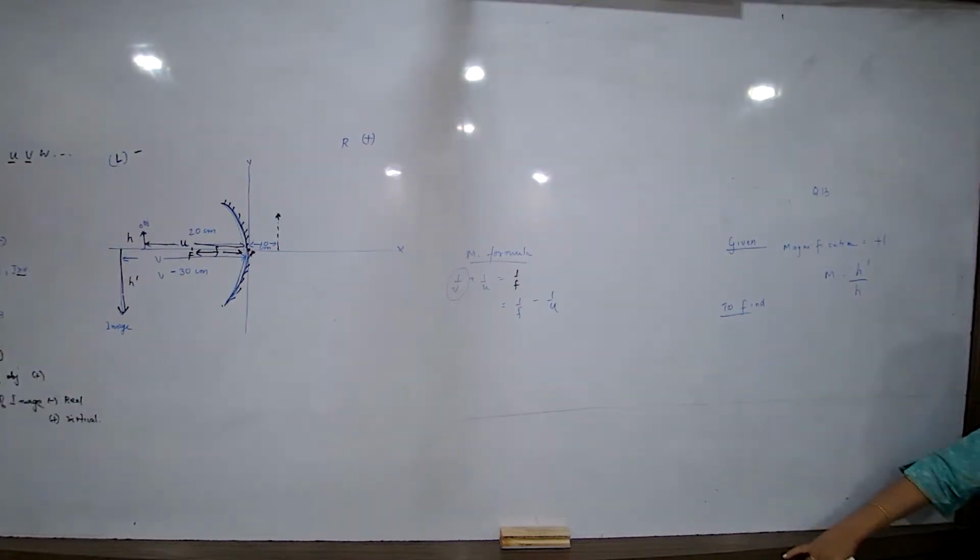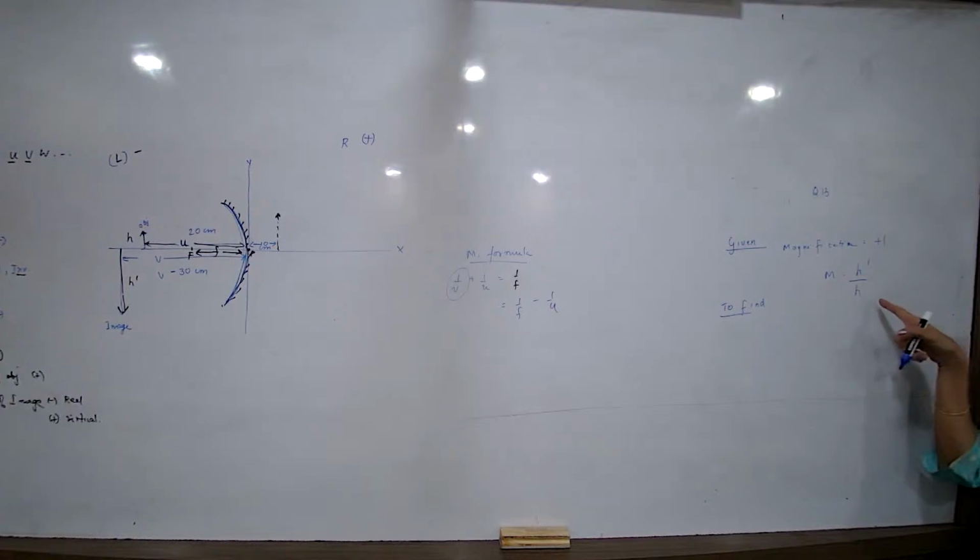When will it be plus 1? They've already given that it is plus 1. Plus means what? It is virtual. Very good. It is a virtual one. This is also positive, this is also positive. Okay, what does it tell us?